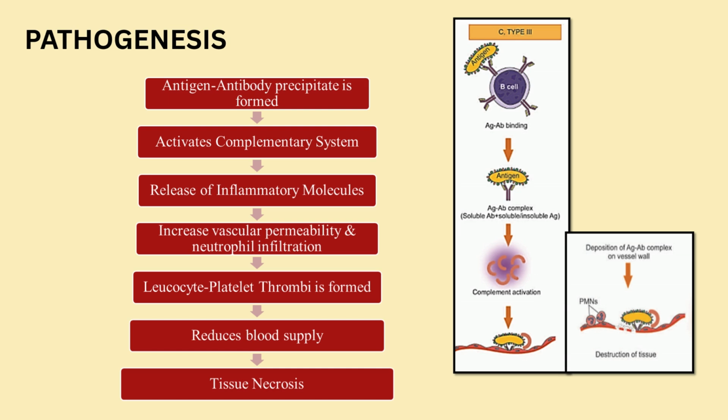It results in activation of the complement system, which in turn releases inflammatory molecules. Because inflammatory molecules are released, the vascular permeability increases, neutrophil infiltration also increases, and leukocyte platelet thrombi are formed. Because these thrombi are formed within the blood circulation, within the vessels itself, it reduces blood supply to certain organs and can cause tissue necrosis of that area. Got it? So that is all about the type 3 hypersensitivity reaction pathogenesis.